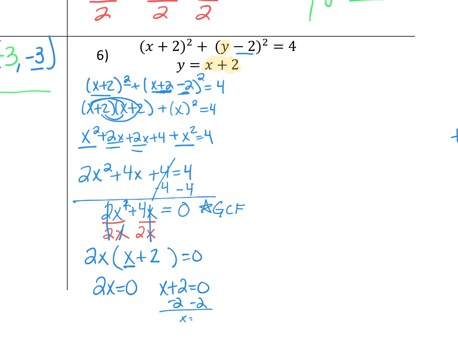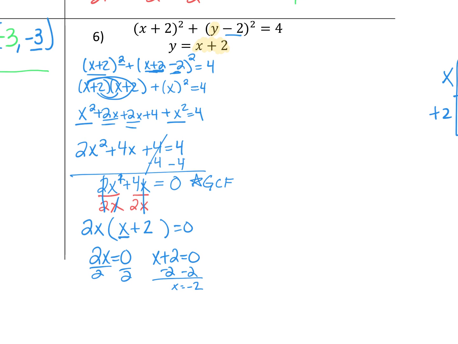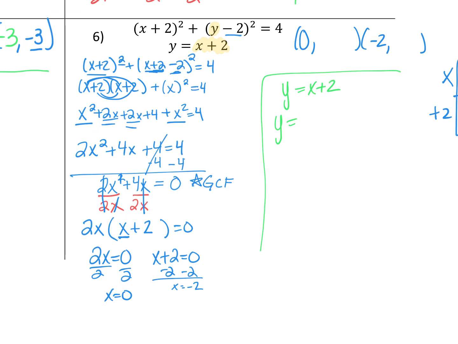To solve this, I'm going to set each of these equal to 0. And I'm going to get negative 2 and 0. So I'm going to have 0 comma something and negative 2 comma something. Now I need to plug these back in. I'm going to use the second equation to solve for y. So I'm going to have 0 plus 2, well that's 2. And then negative 2 plus 2, and that is 0. And so those will be my two solutions for number 6.